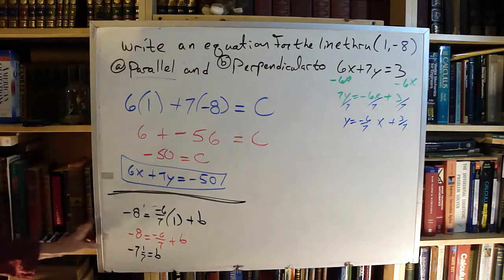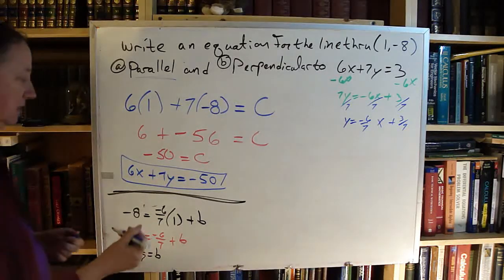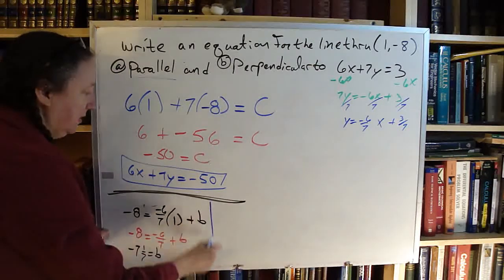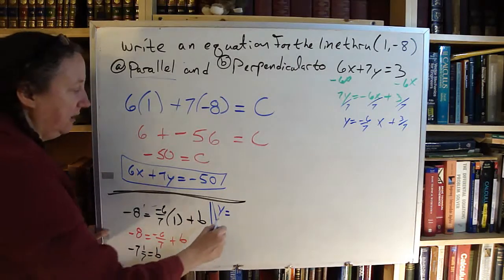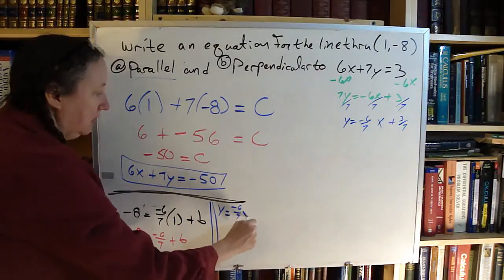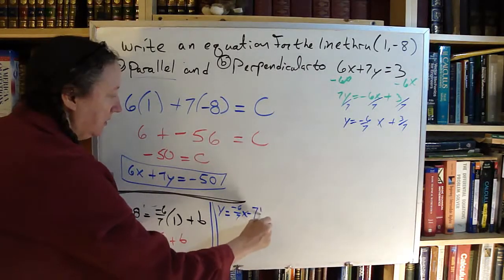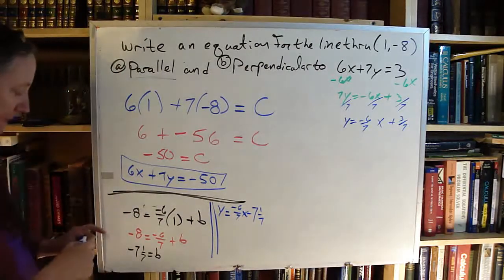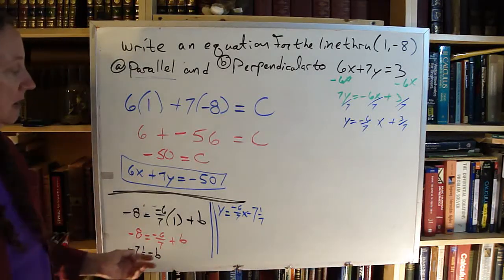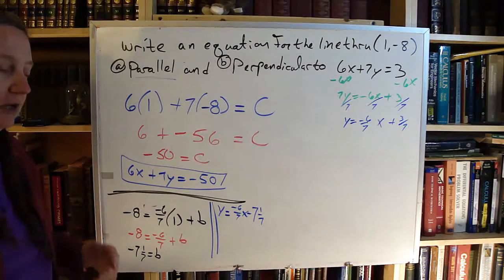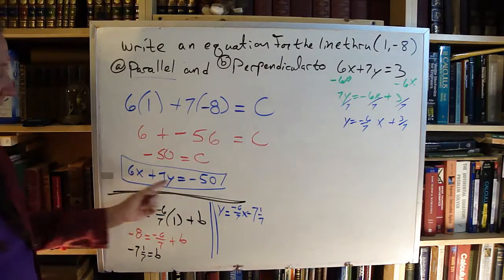So knowing my slope, I can write my equation as y equals negative 6/7 x minus 7 and 1/7. But that's not the way the computer wants us to write the answer. So I have to clear my fraction and do all sorts of other work. And once I do all of that other work, I will come up with this answer right here.